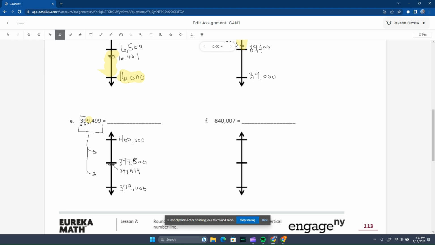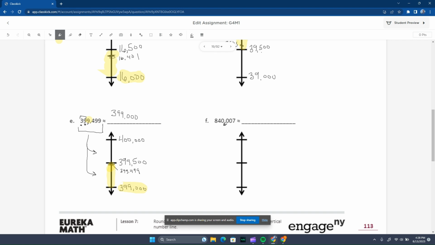399,499. This 5 is greater than this 4, which means that we're looking down here in this lower section, and we would be rounding down to 399,000. So 399,499 is closer to 399,000 than it is to the next thousand, which would be 400,000.